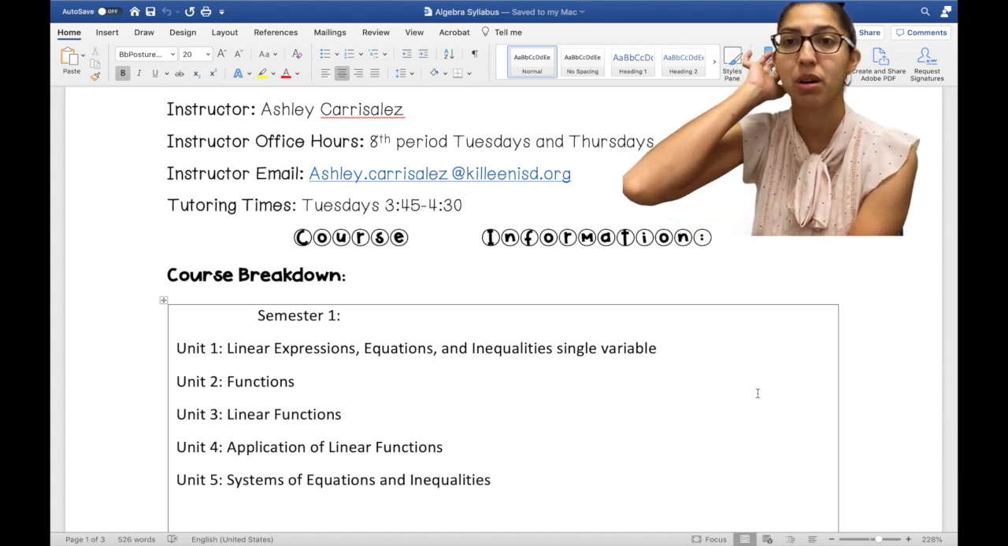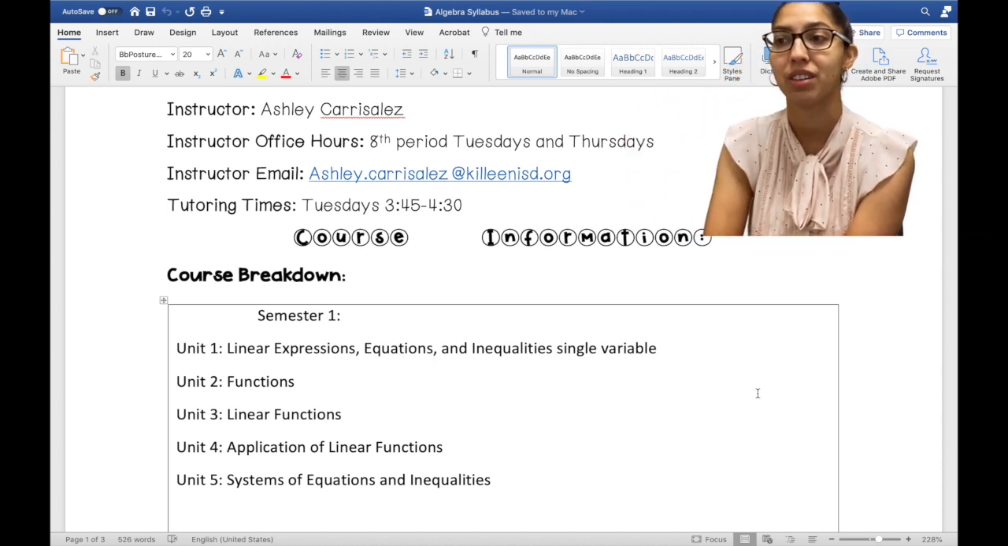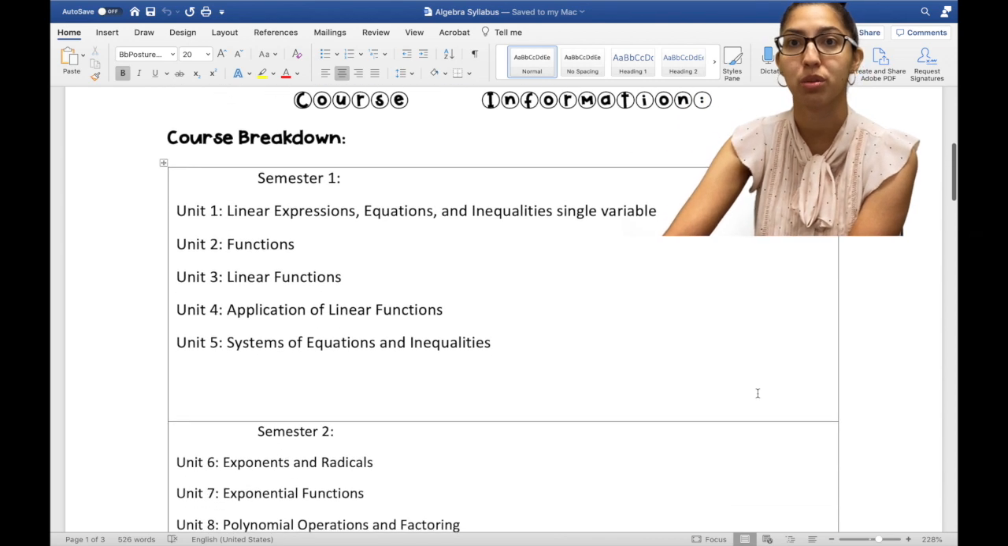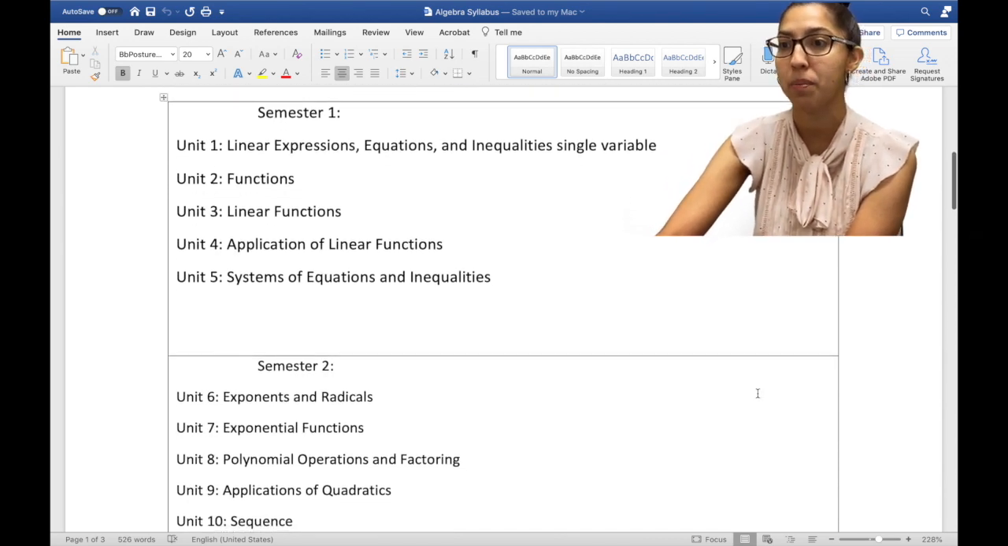If you ever need to email me, my email is ashley.carasolis@cleanisd.org. Feel free to shoot me an email. If you have any questions about problems, screenshot them and then email me, or you can just email me through Schoology. Either one works. My tutoring times for you guys are going to be on Tuesdays at 3:45 to 4:30. It'll be via Zoom, and we'll just work on whatever you need to work on. So bring problems if you have them, okay?